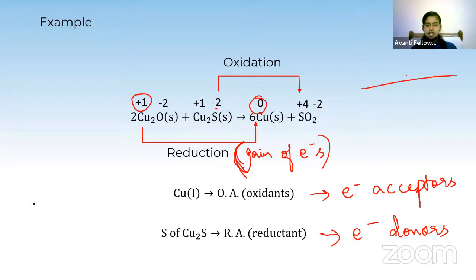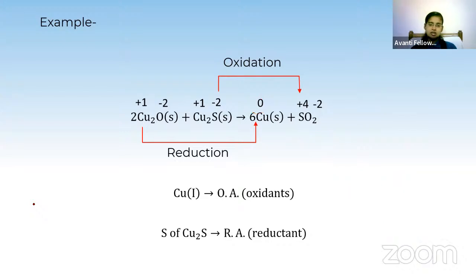Able to understand? Any doubt? Shall we go for the next? Electron acceptors are oxidizing agents. Electron donors are reducing agents. Okay. Shall I move to the next? Shall we solve one question? Are you all ready?